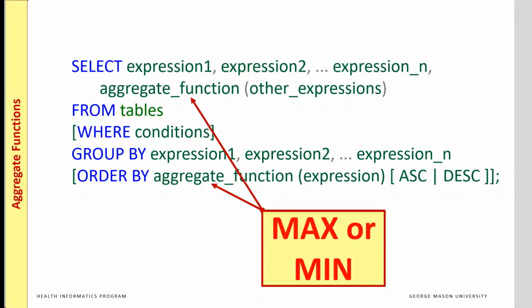The maximum of a numerical field gives the largest number in the subset. The maximum of a date field will select the most recent value. The minimum of a date field selects the first date in our subset.